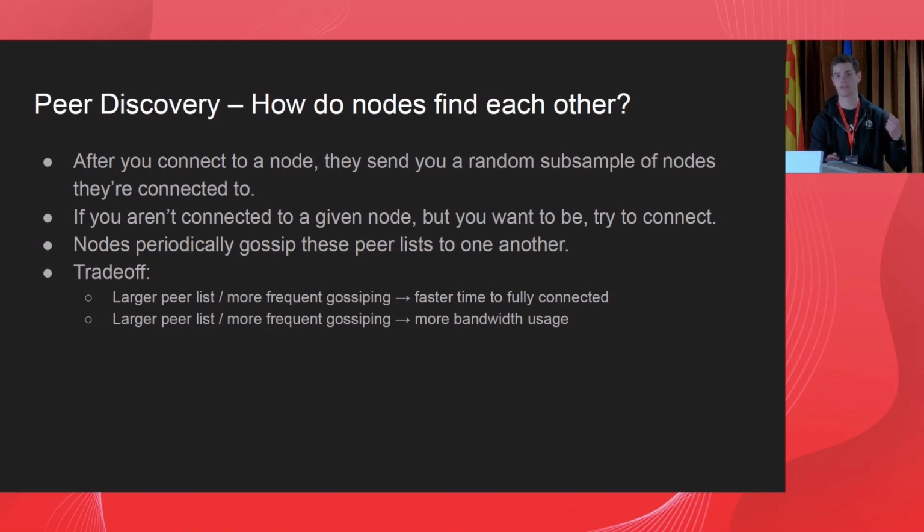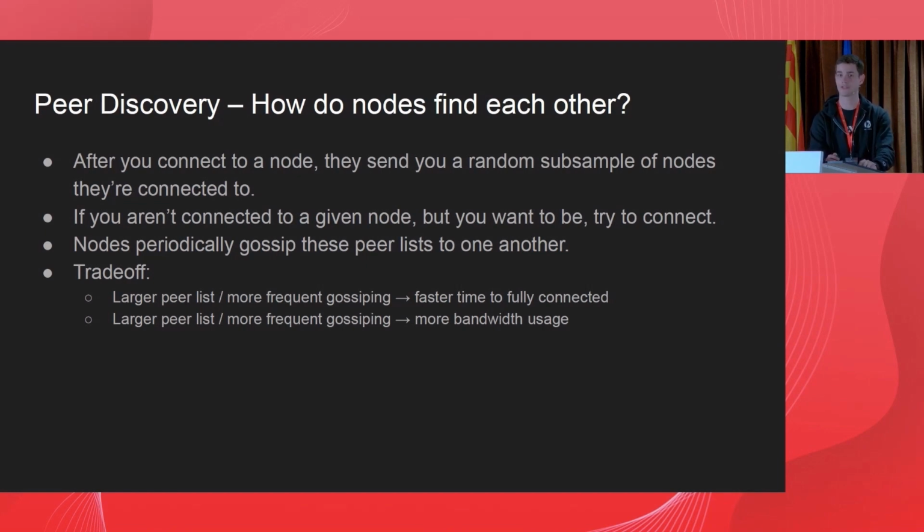So if I give you a huge peer list, like 500 peers during this handshake, then that's going to be a lot of bytes sent over the network, but you'll get connected to everybody really fast. And then the opposite is true as well, right? If I give you a really small peer list, then you're not going to connect as fast.